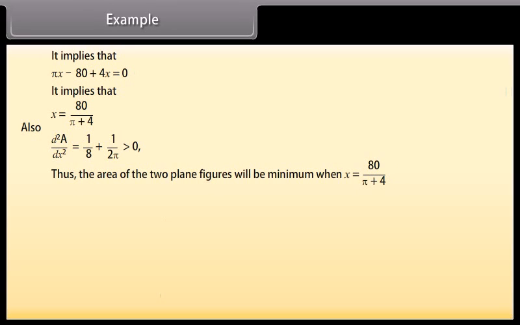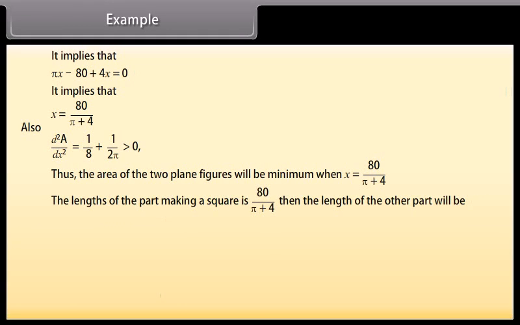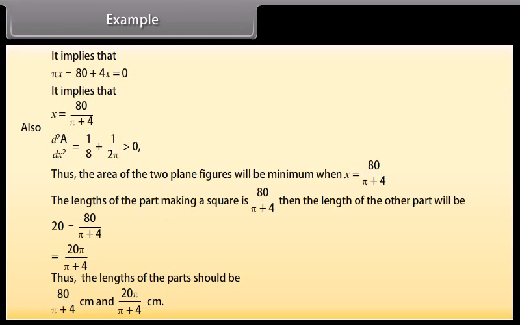Thus, the area of the two plane figures will be minimum when x = 80/(π + 4). The length of the part making a square is 80/(π + 4). Then the length of the other part will be 20 − 80/(π + 4), which equals 20π/(π + 4). Thus, the lengths of the parts should be 80/(π + 4) centimeters and 20π/(π + 4) centimeters.